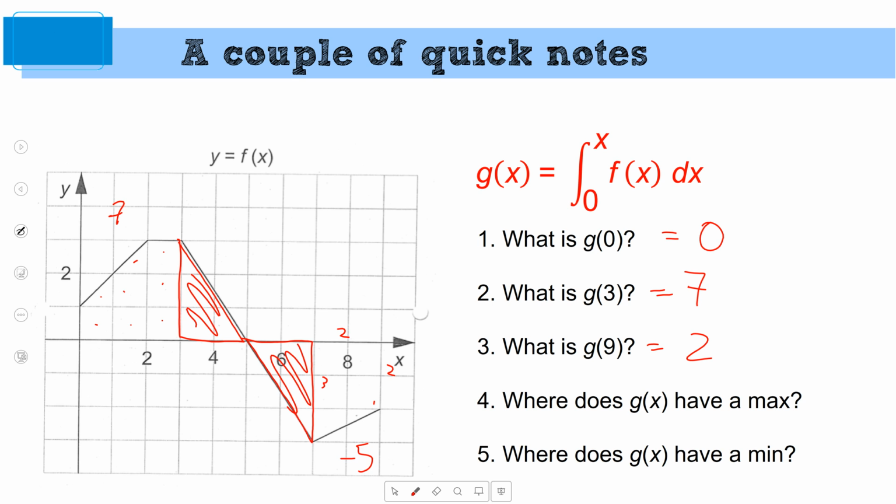Why? Because that's the point where the sum of all stuff before it is highest. I'm sorry, what? At 5, the area under the curve is the greatest. Why? Because it doesn't get any higher on the graph and it's not being subtracted from.